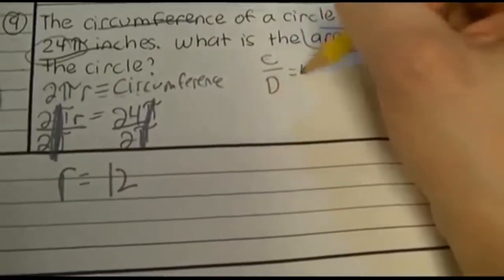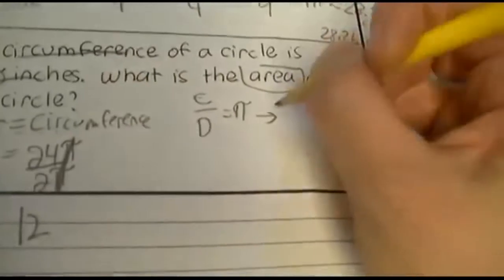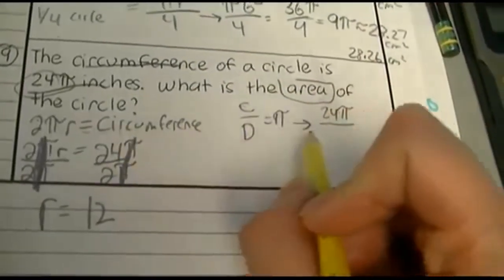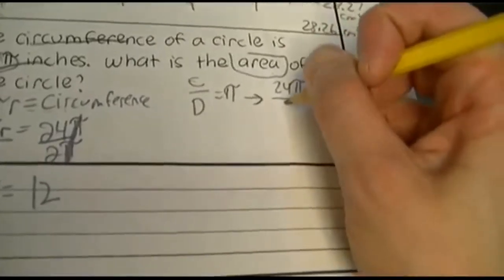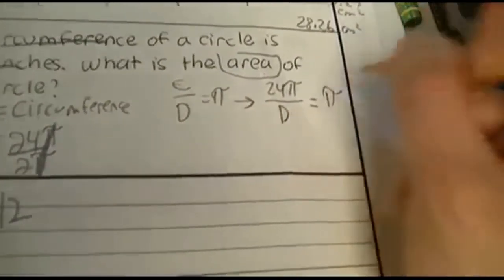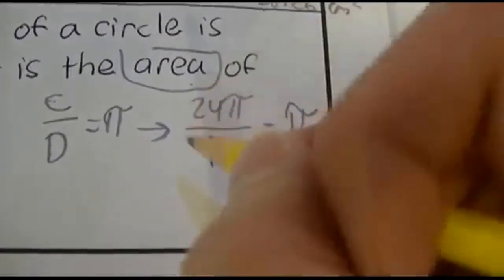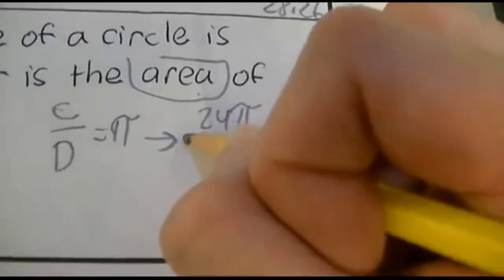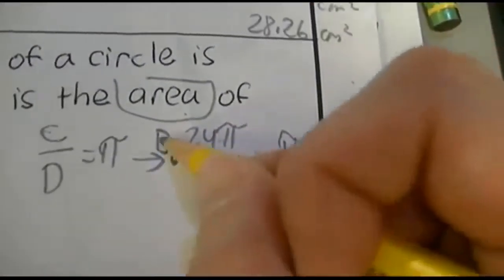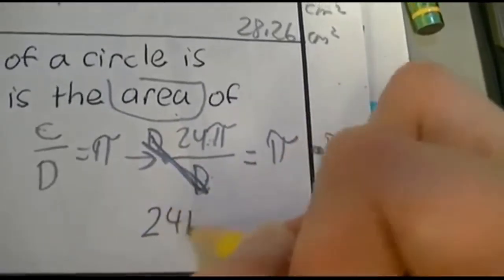Circumference divided by diameter equals pi, okay? But they're telling you, hey, the circumference is equal to 24 pi, okay? And do we know the diameter? Nope. But we know that the circumference divided by the diameter will equal pi. So let's go ahead and solve for d. But the d is on the bottom, so we're going to multiply both sides by d. Okay, d divided by d is 1. 1 times 24 pi is 24 pi.